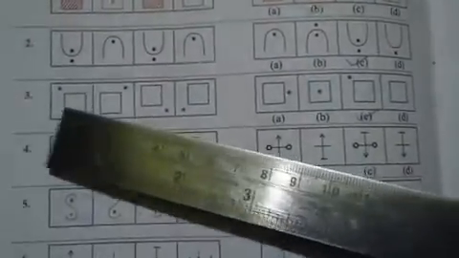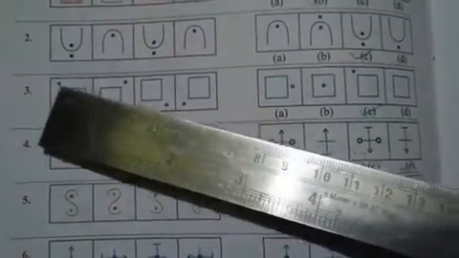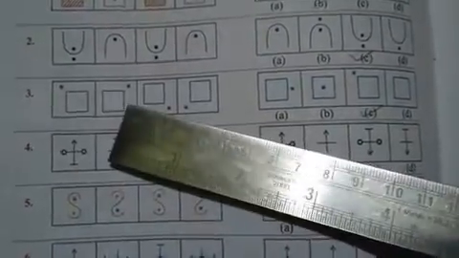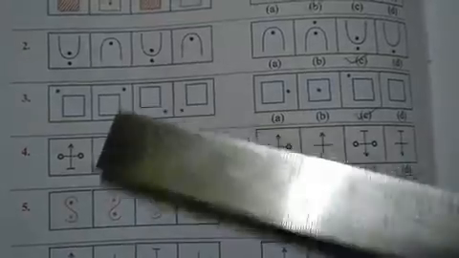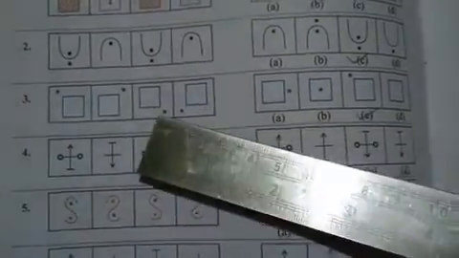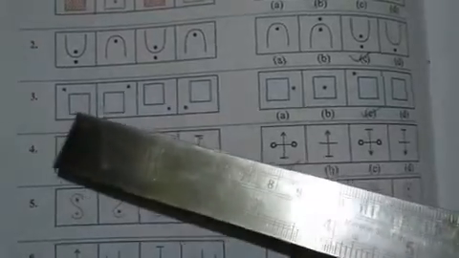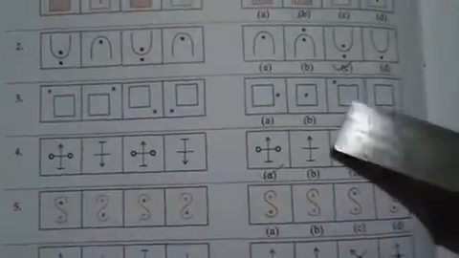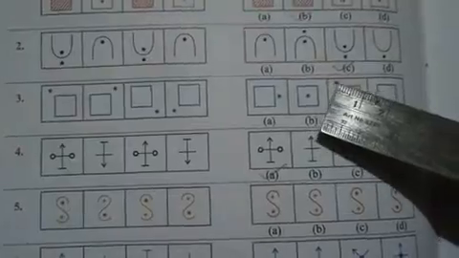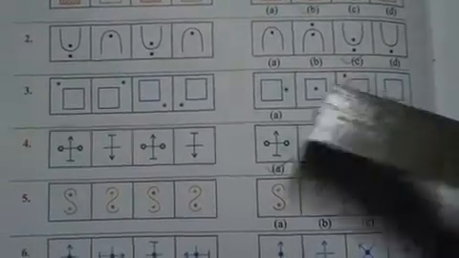Now number 3. See the box, this side corner is the point. This box, this side corner. In this box, this side corner. In this box, this side corner. So the next pattern will be this box, isn't it? So this box is that, this one, the left hand side corner point.